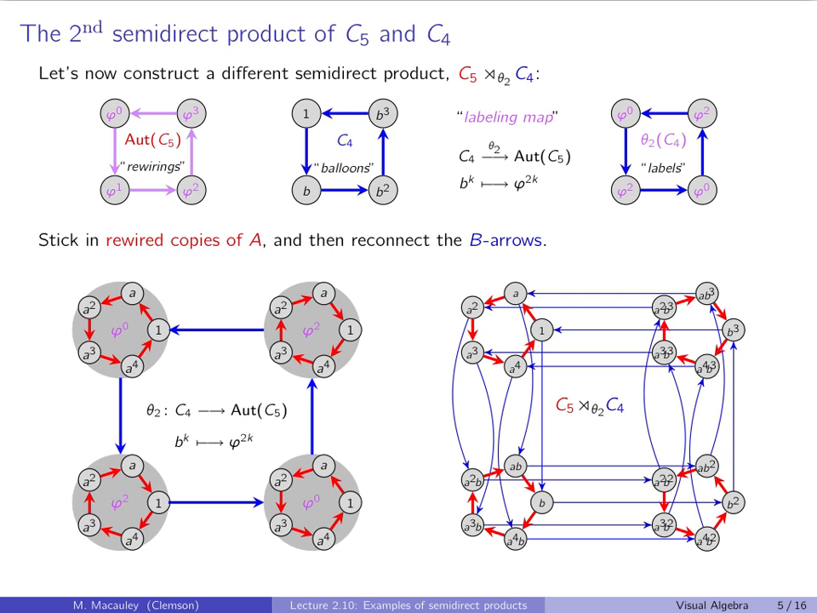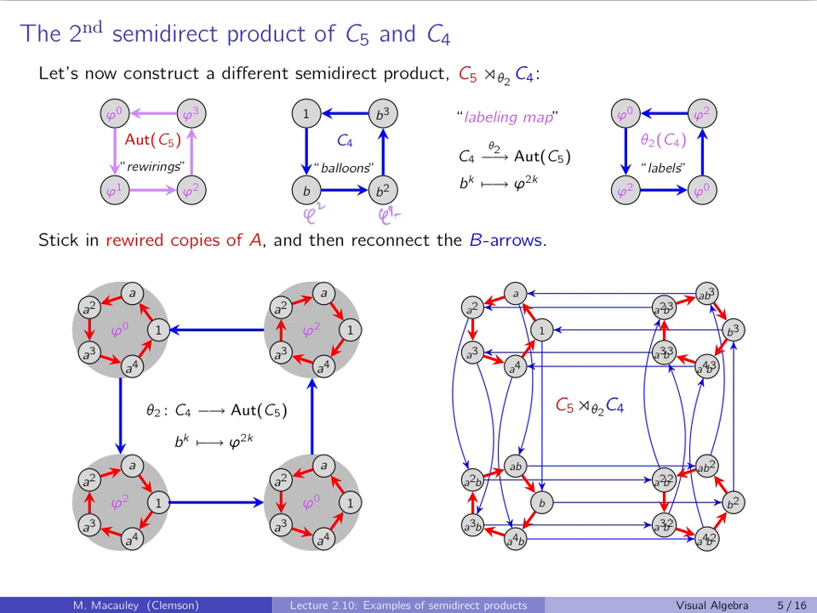Now, let's construct a different semidirect product. I'm going to use a different labeling map. Instead of sticking phi into this node, I'm going to stick phi squared into here. So now if I follow the blue arrow, I rewire twice. I do phi squared. So I'm going to stick, let me get a purple color, I'm going to stick phi squared in here. So if I follow the blue edge twice, then I stick phi squared in it.